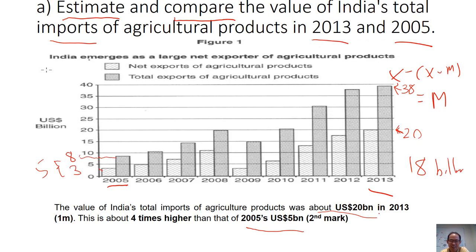So the whole idea is that the value of the total imports of agricultural products was about 20 billion in 2013 and 5 billion in 2005. If you estimate correctly, that will be the first mark. But remember, the command word is compare, so you need to make a comparative statement. In this case, it should be about 4 times higher. This is how you get both the marks for this particular question.